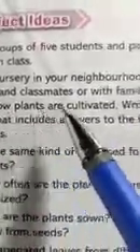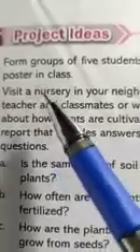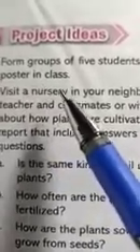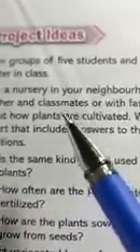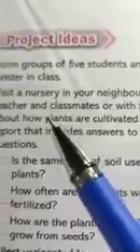Visit a nursery in your neighborhood with your teachers, classmates and or with family. Find out about how plants are cultivated. Dear students, it is not possible now. You have to visit a nursery, so whatever the plants in your surrounding, you have to just watch these plants, okay, how they are cultivated.